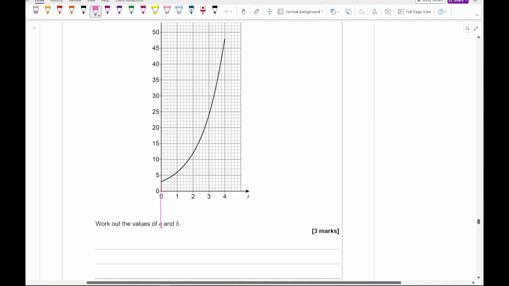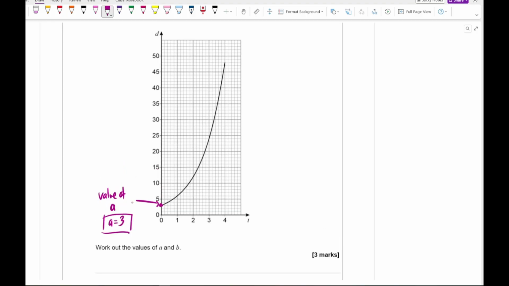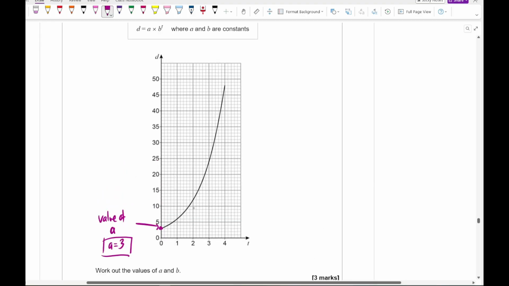So I don't know what's happened there. Let me just correct that. So this value here is my value of a, and that is when t equals 0. So for this, my value of a is going to be what looks to be around about 3. So a equals 3. Then what I need to do is pick a particular point.